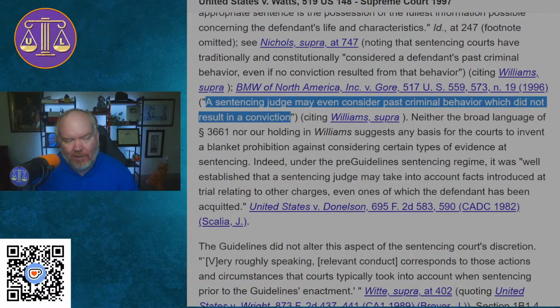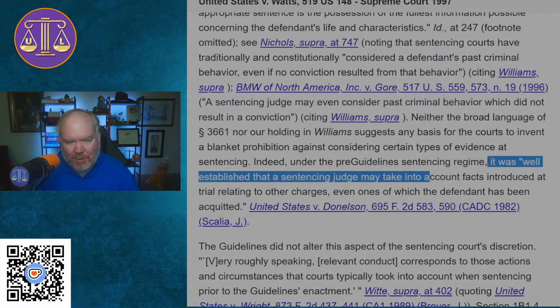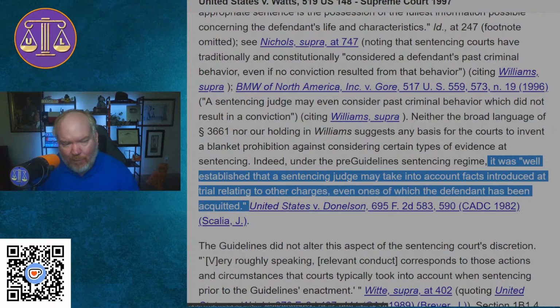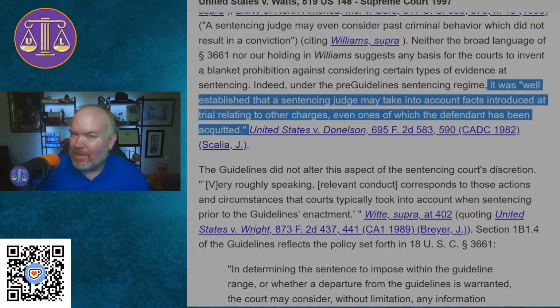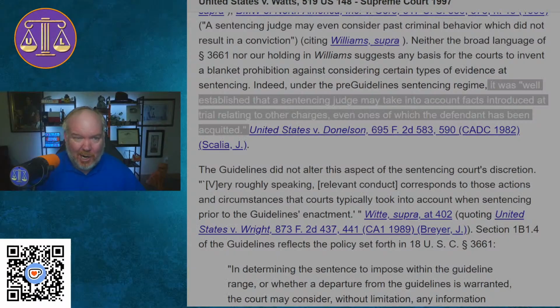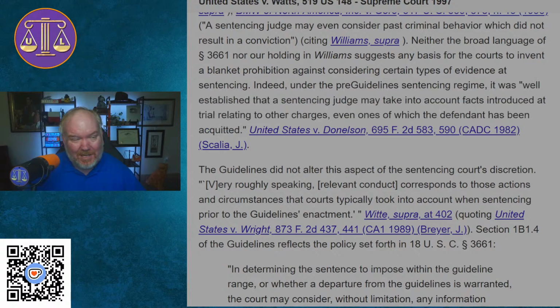Neither the broad language of the relevant statute nor our holding in Williams suggests any basis for the courts to invent a blanket prohibition against considering certain types of evidence at sentencing. Indeed, under the pre-guideline sentencing regime, it was well established a sentencing judge may take into account evidence introduced at trial relating to other charges, even ones of which the defendant had been acquitted. Oh, it's well established. Oh, okay. So no charge, no problem. No conviction, no problem. You've been acquitted, not a problem. Yeah, you can use those acquitted charges in sentencing. That's totally fine.